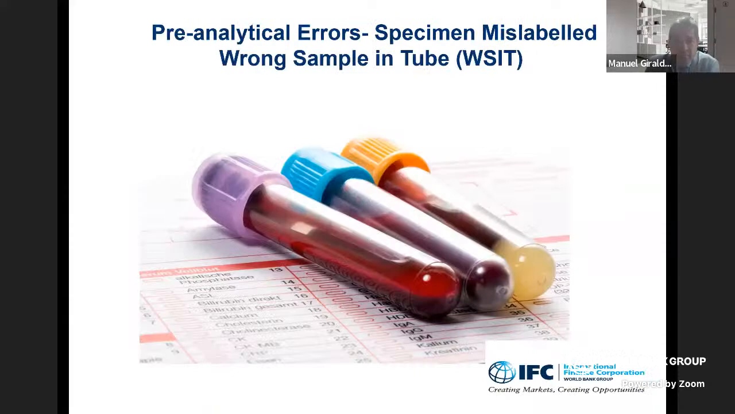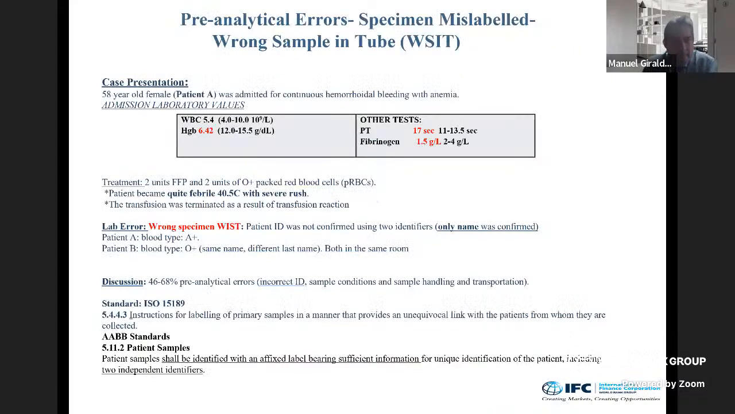Then I'd like to review this case with everybody in the audience. It is a case related to a patient that came to the emergency department. She was admitted, a 50-year-old female. I'm going to call her patient A. Her hemoglobin was 6.42 in American units; in Canadian or international units, it is 64.2. PT was 17 seconds, and fibrinogen 1.5.